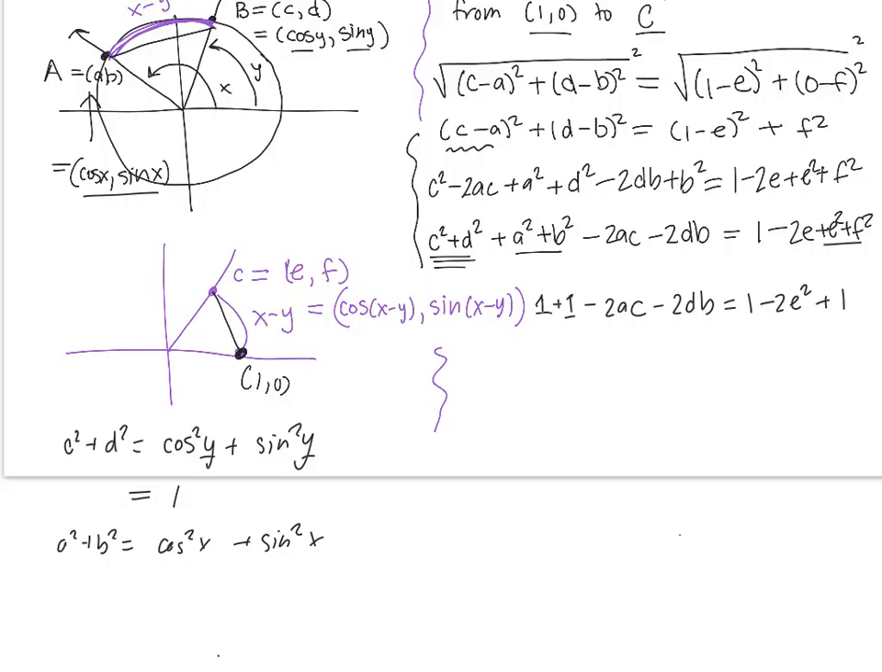Yeah, do you have a question? It's not supposed to be minus 2E squared. That should be just minus 2E. There should be no E squared. Do you guys agree with that? Okay, great. Thank you, Charles.